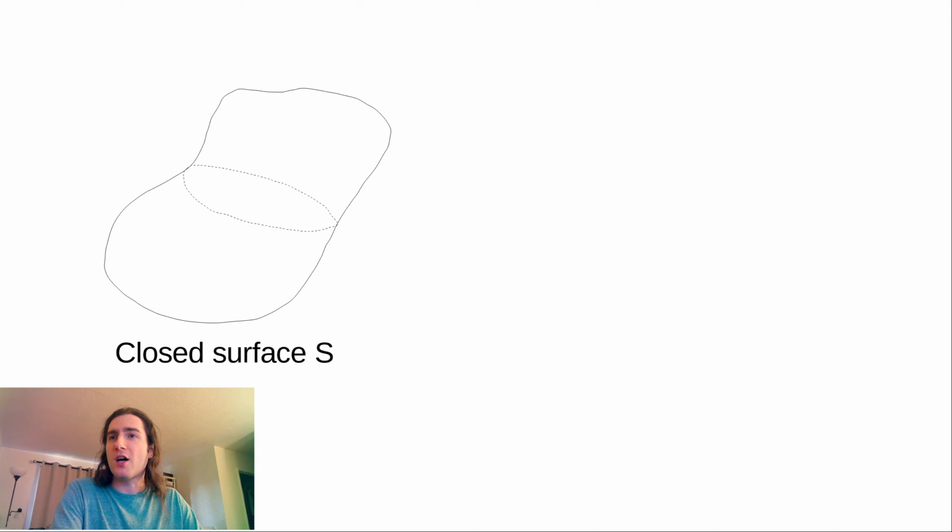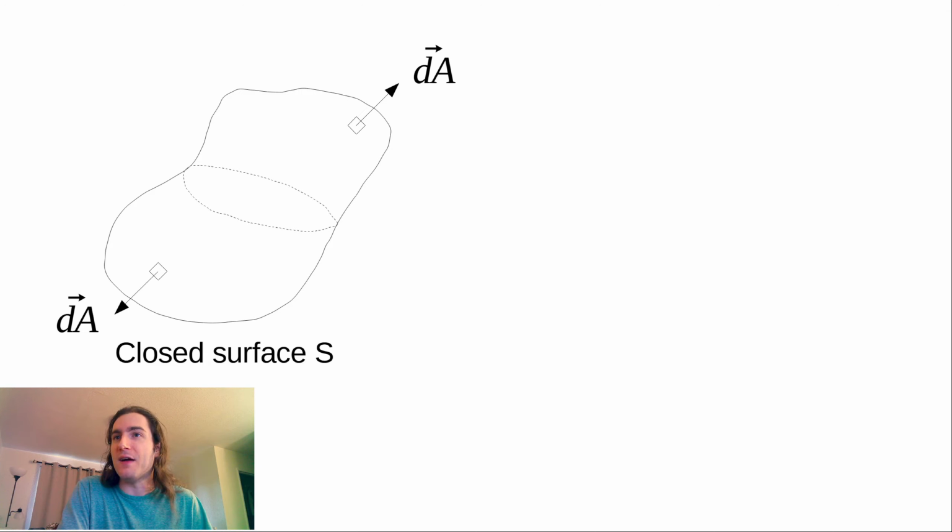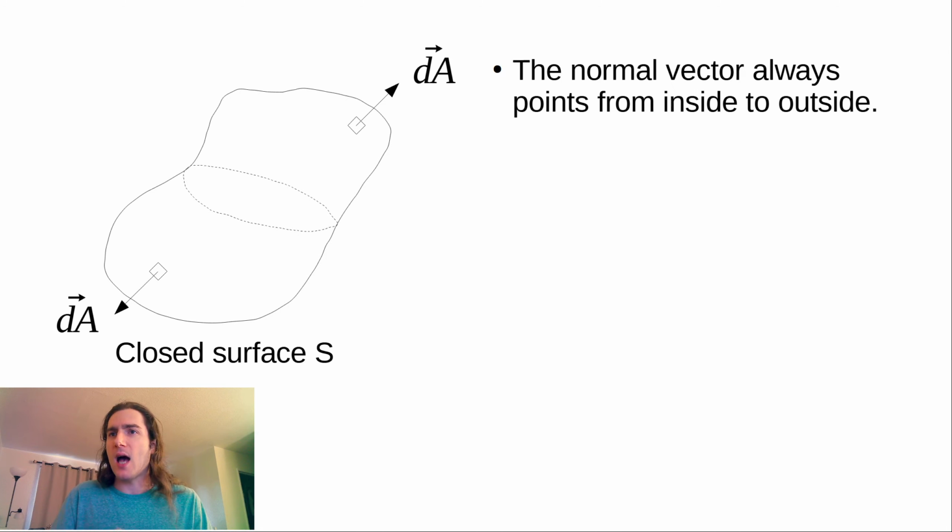Now let's take a look at a simple case of a closed surface here. I've labeled a closed surface S, and we want to take a look at some patches of area with differential area vectors dA. The nice thing about looking at a closed surface is that it has an inside and an outside. So we can make a convention here.